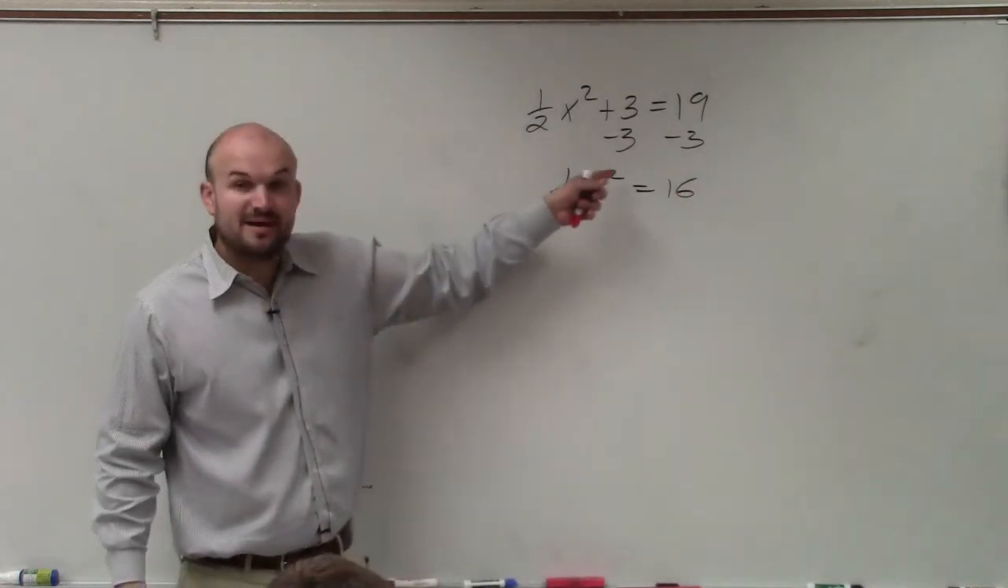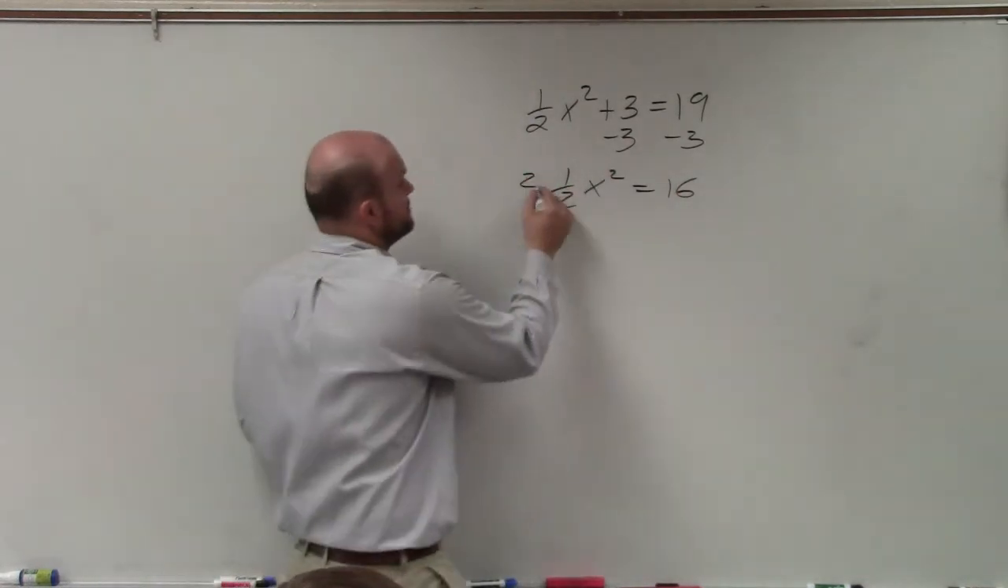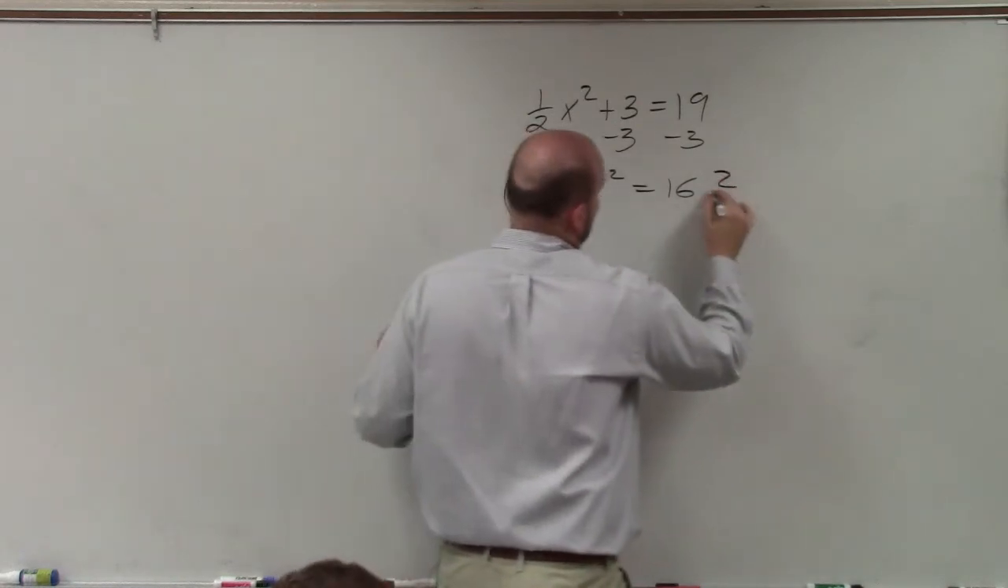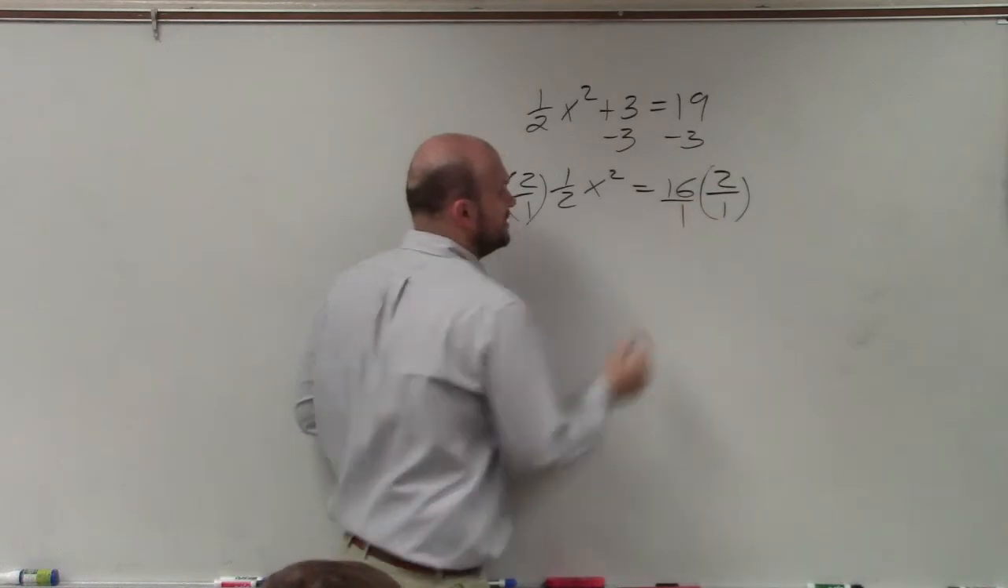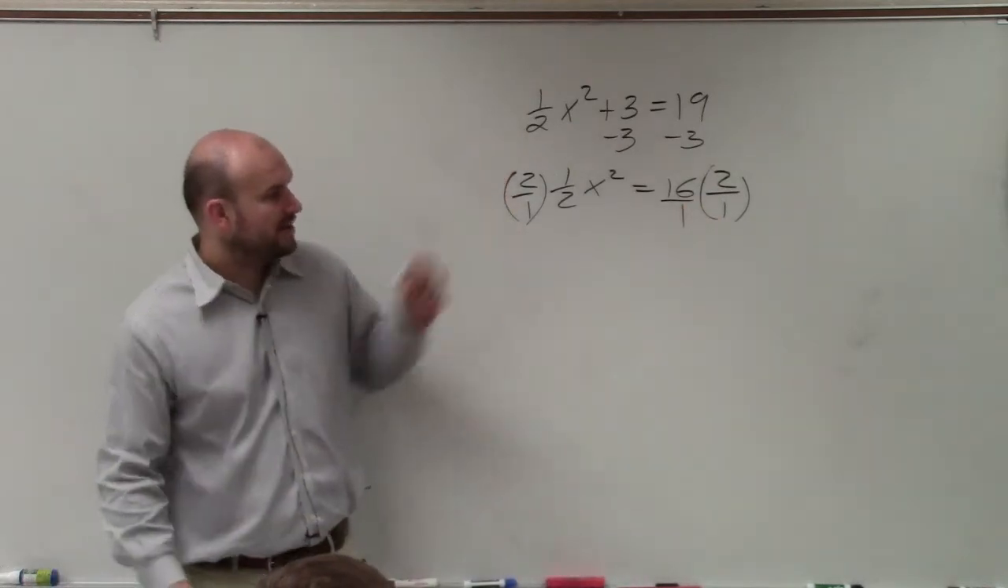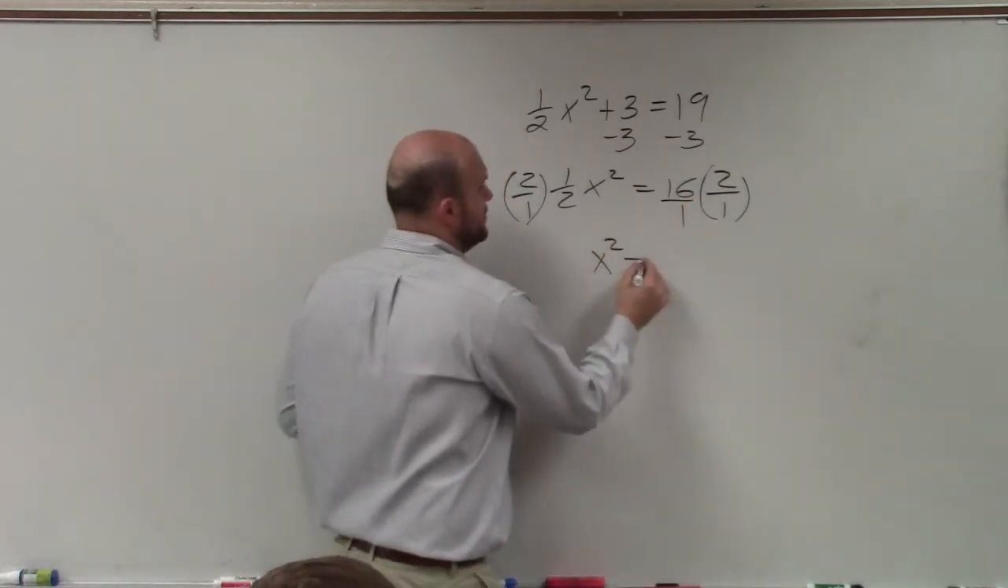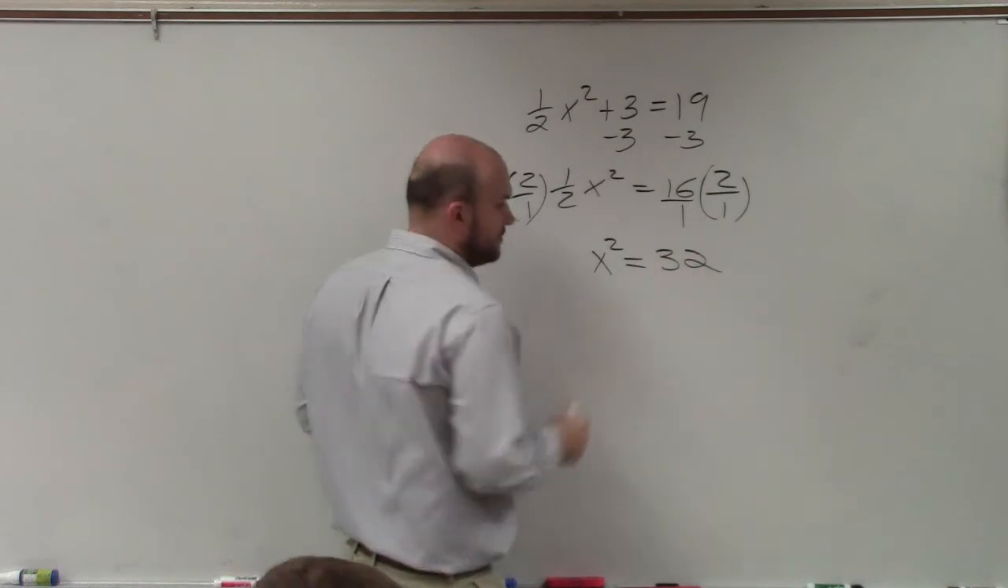Now, again, you can see my x squared is being multiplied by 1/2. So I'll multiply by the reciprocal. OK, I can convert the 16 over 1. Multiply across. I have x squared equals 32.